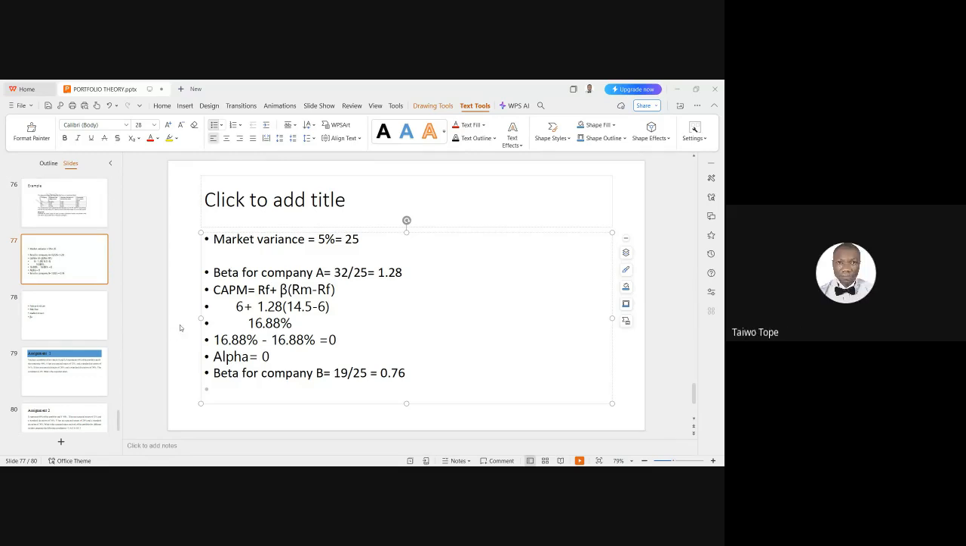To get it, 14.5 minus 6, what will you have? Multiply that result by 1.28, and the result plus 6. You have to follow BODMAS. When you do that, you should have 16.88%. Okay, sir. Got it. Are you able to get that?